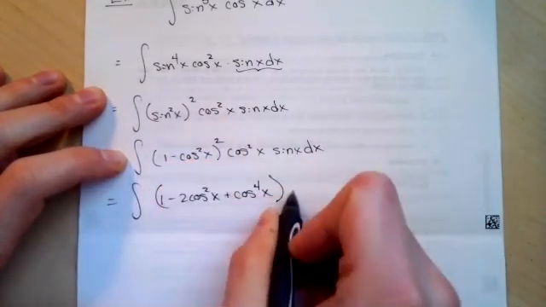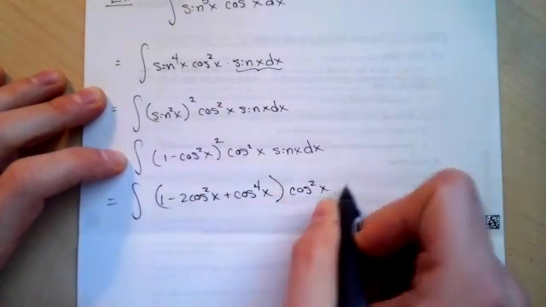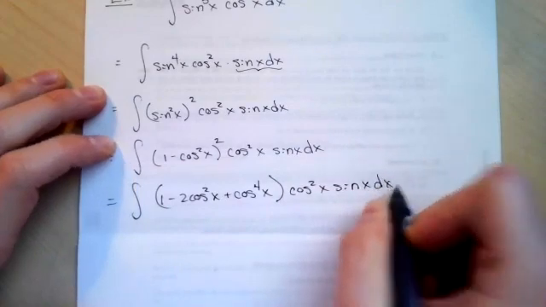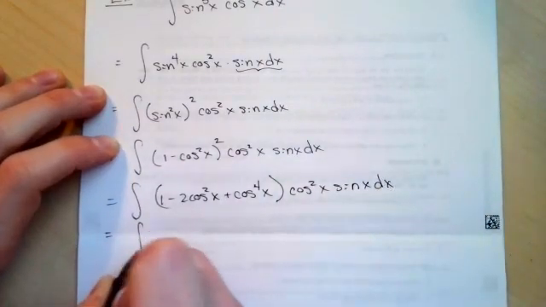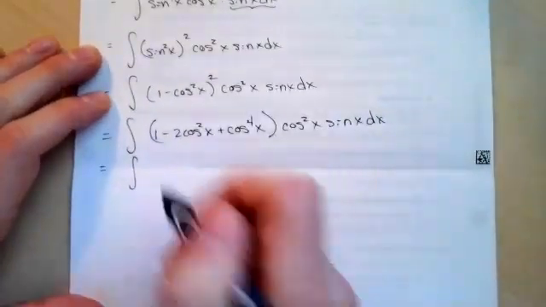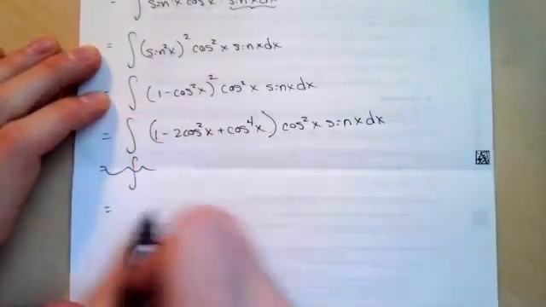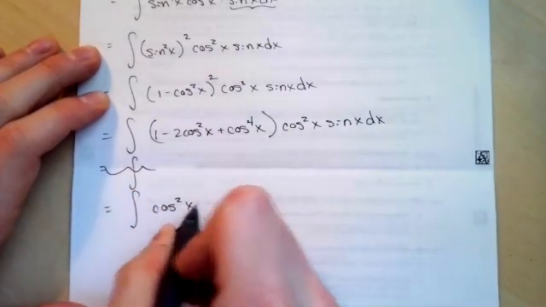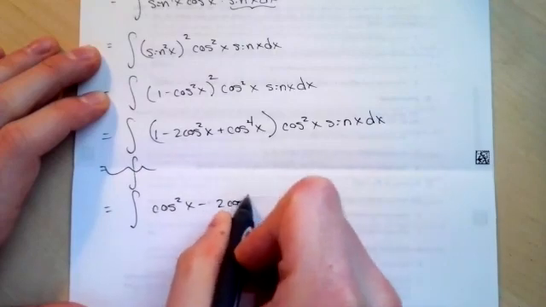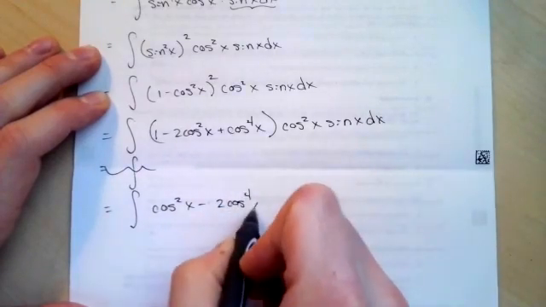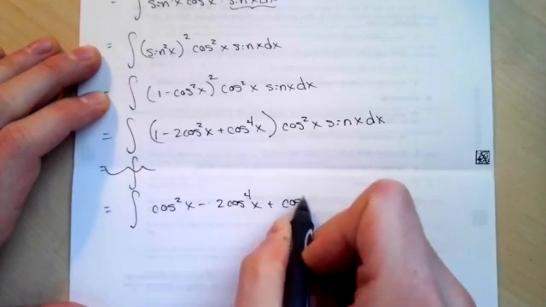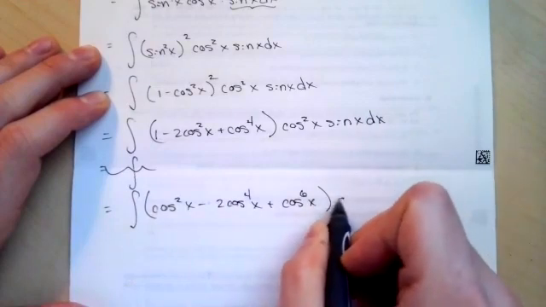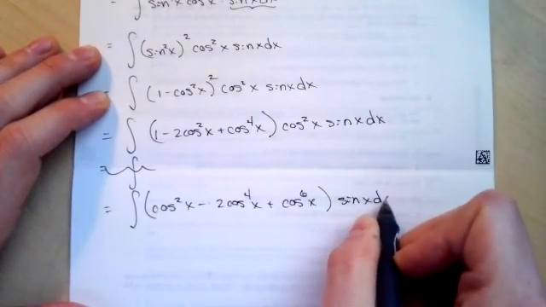So square this term out. We're going to have to distribute this other power of cosine. So what do we get? Cosine squared minus 2 cosine to the fourth x plus cosine to the sixth x, all times sine of x dx.